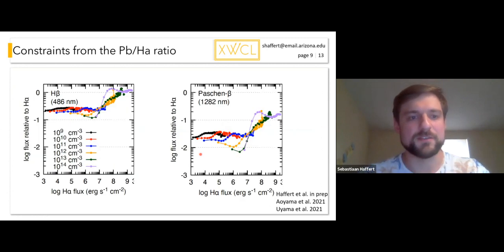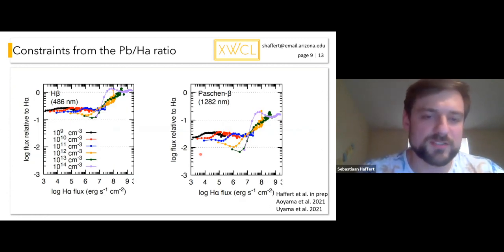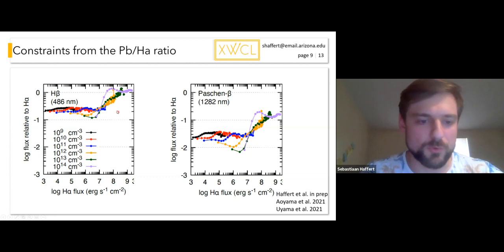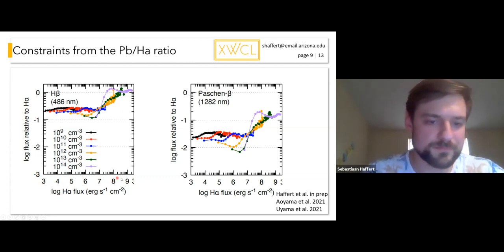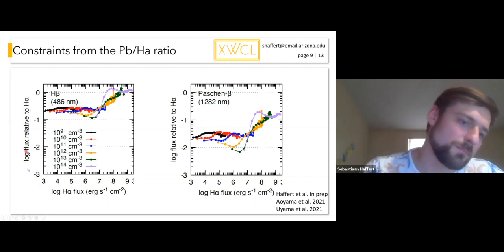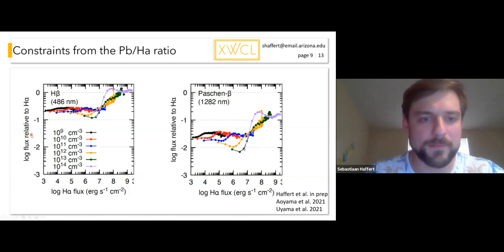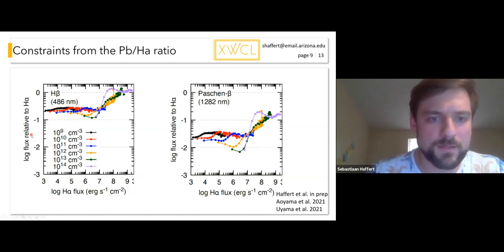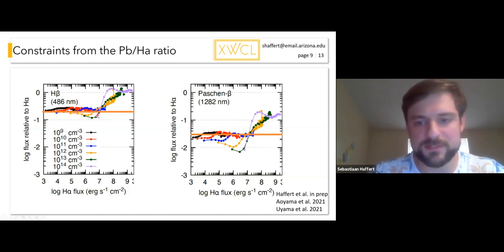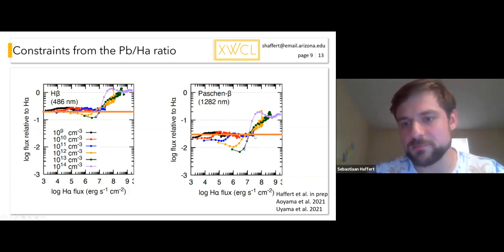You can also look at it in a different way, where instead of looking at it in a 2D map, we can plot it as a function of the H alpha flux. And then you can plot the flux of the line relative to H alpha. So what we detected in H beta is roughly this, and this is the upper limit for the Paschen beta line.